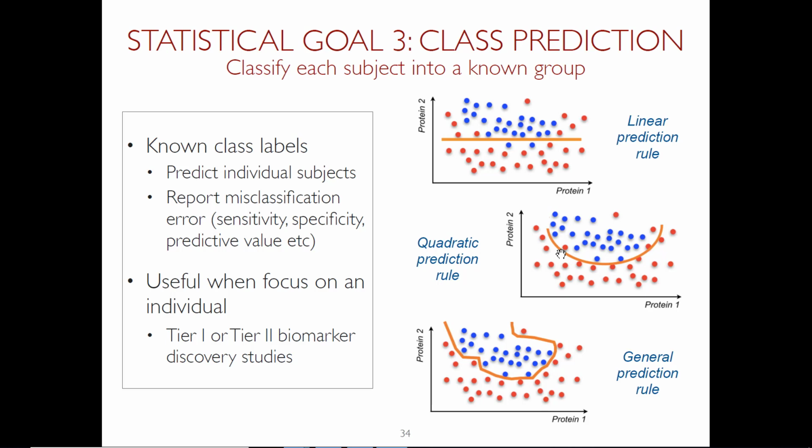So that's the idea. And this is what you would need for biomarker discovery, and the readouts would be misclassification error, sensitivity, specificity, positive predictive value, and so on. So this is what you would be reporting if you really want to have this type of conclusions.